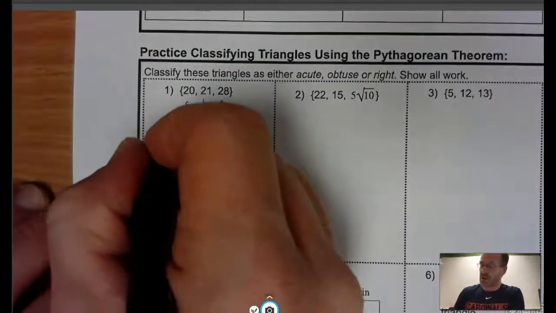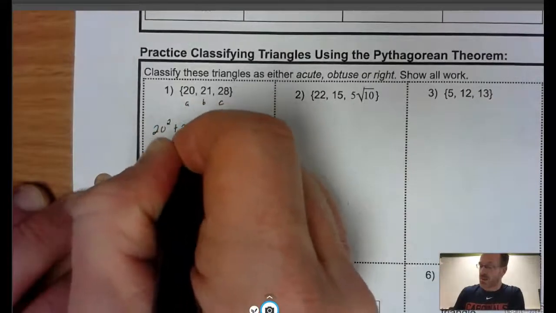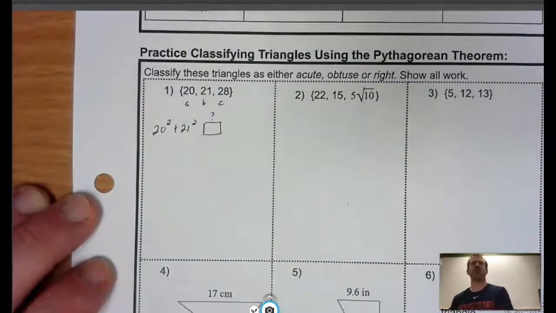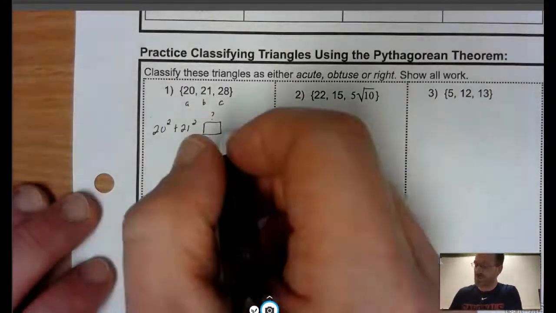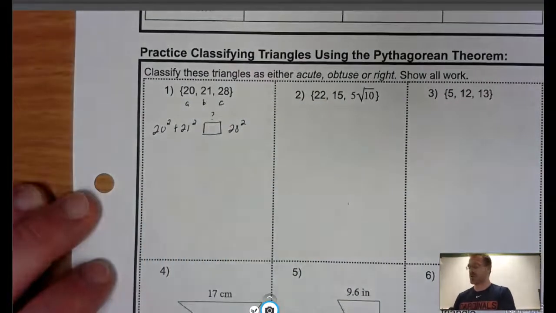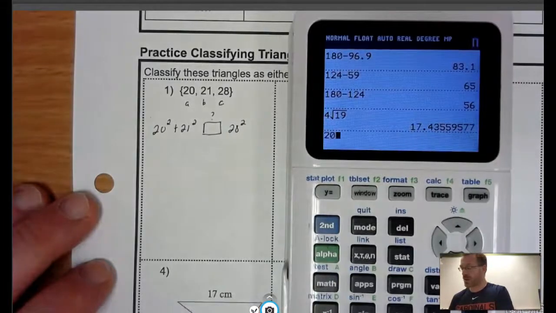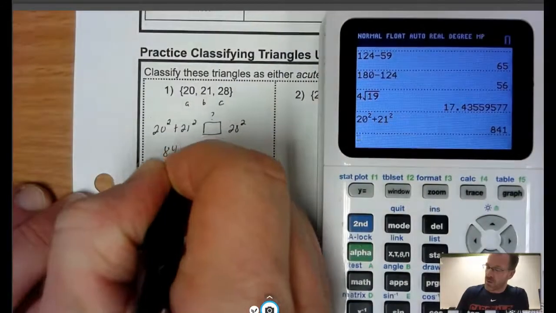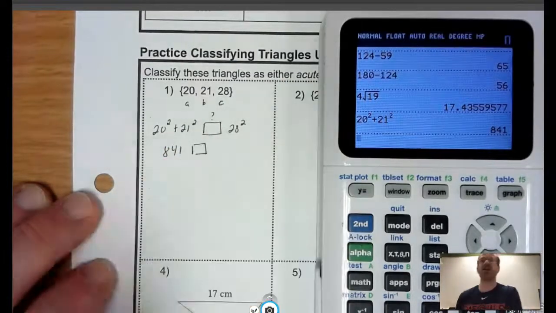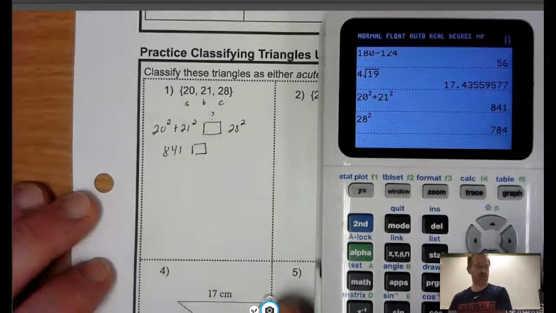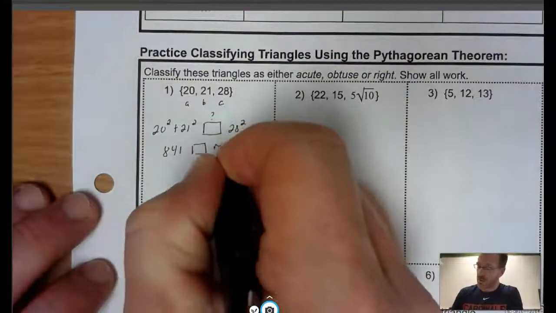And so I literally just want to do A squared plus B squared. I'm going to put a little box here with a question mark over it because that's what we're looking for, right? What's that relationship? And then here's C squared, 28 squared. I'm just going to go right on my calculator here. So 20 squared plus 21 squared is 841. And we're still trying to figure out what's that relationship. Then 28 squared is 784. So there it is right there.